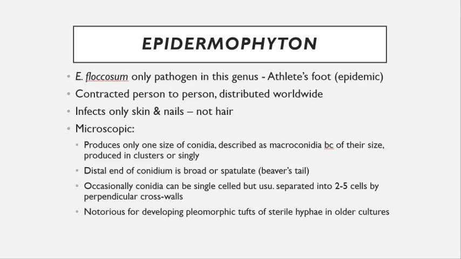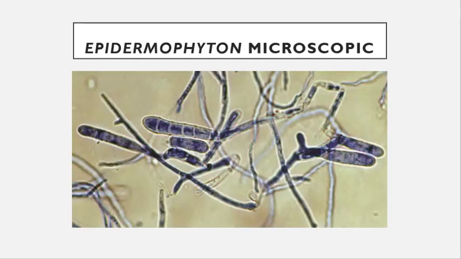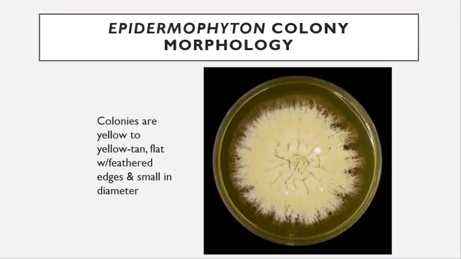The distal end of the conidium is broad or spatulate, said to look like a beaver's tail. Occasionally, conidia can be single-celled, but usually are separated into 2 to 5 cells by perpendicular cross walls. This species is notorious for developing pleomorphic tufts of sterile hyphae in older cultures. Here's what Epidermophyton looks like under the scope. You can see the telltale macroconidia that look like beaver tails. Here is a culture plate growing a colony of Epidermophyton.